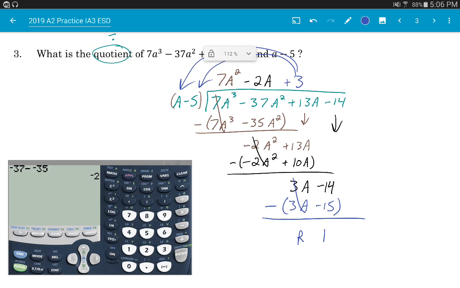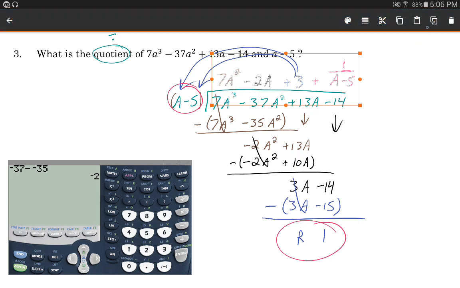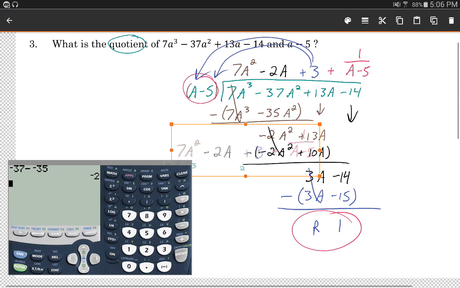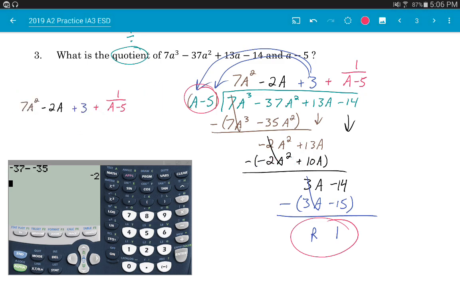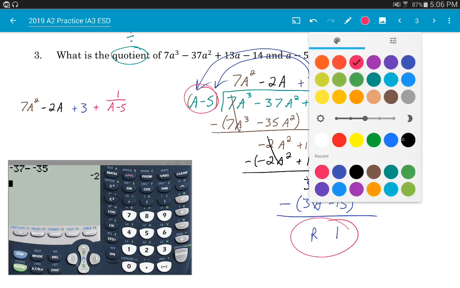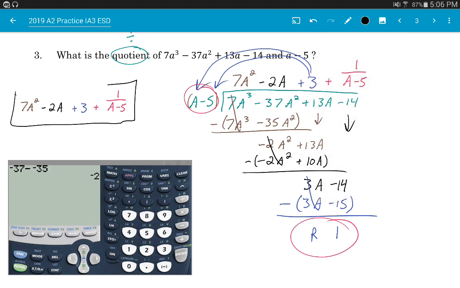Now, what I do with the remainder is I take the remainder and the divisor, and I add them onto the end. Plus 1 over a minus 5. So this right here is going to be my solution. Just bring it off on the side so I can box it all neat. And that would be my answer. Alright.